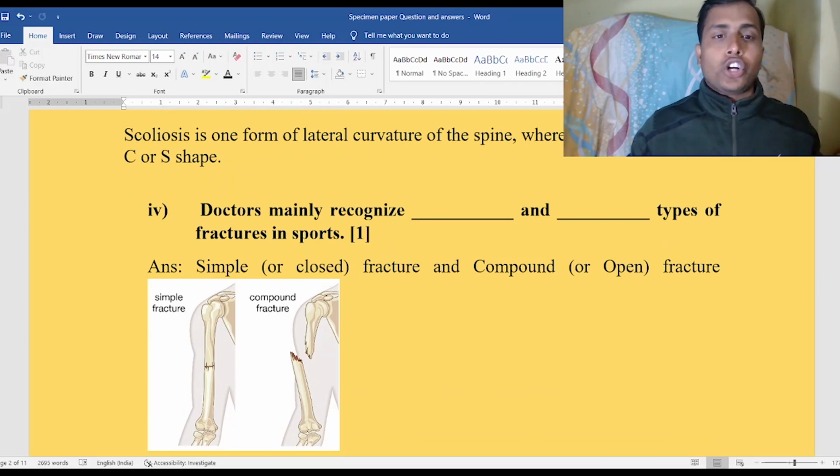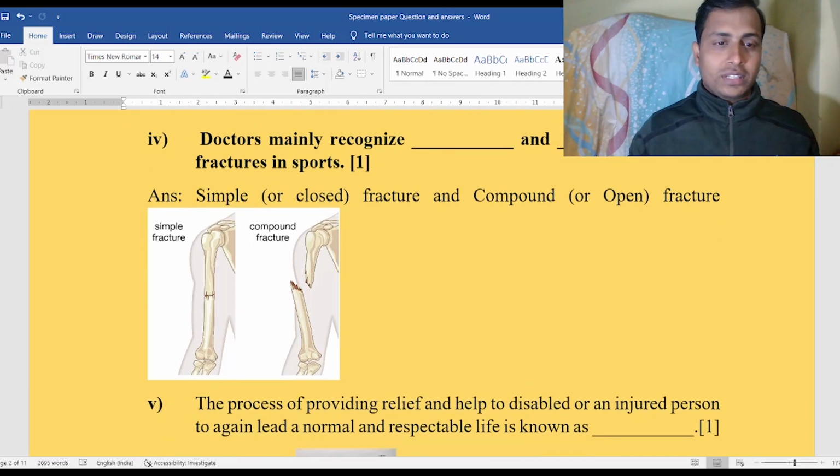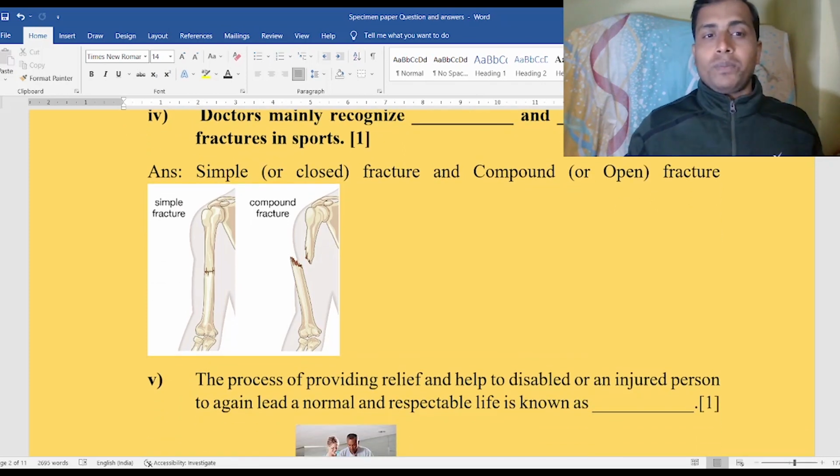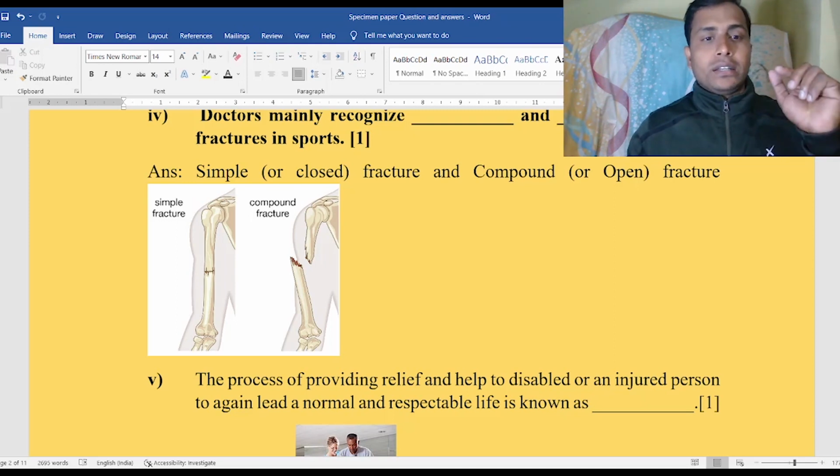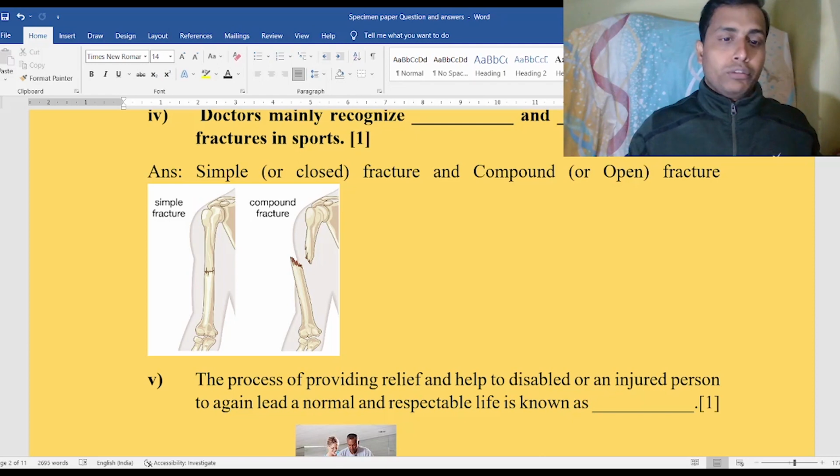Next question. Doctors mainly recognize dash and dash types of fracture in sports. The answer will be simple or closed fracture and compound or open fracture. As you can see, in a simple fracture there will be breakage of the bone and no sign on the upper part like skin or muscle. And if you look into compound fracture, you can see that there will be breakage in the bone as well as wounds on the muscle and the upper skin.